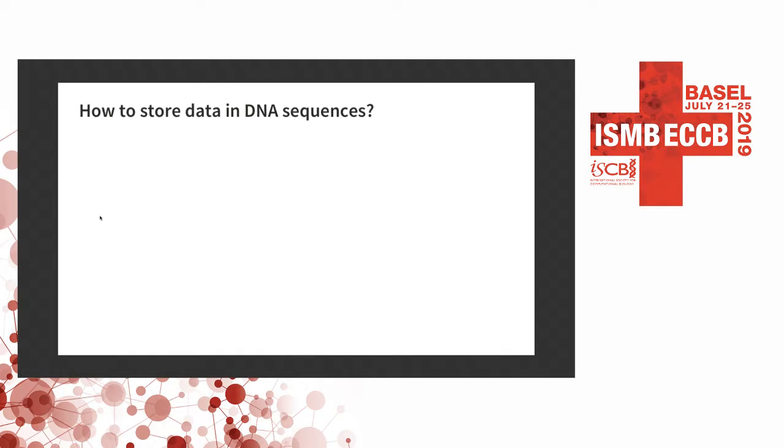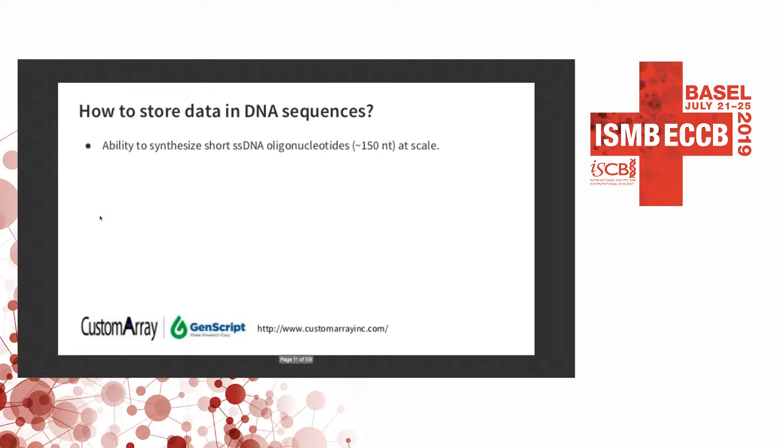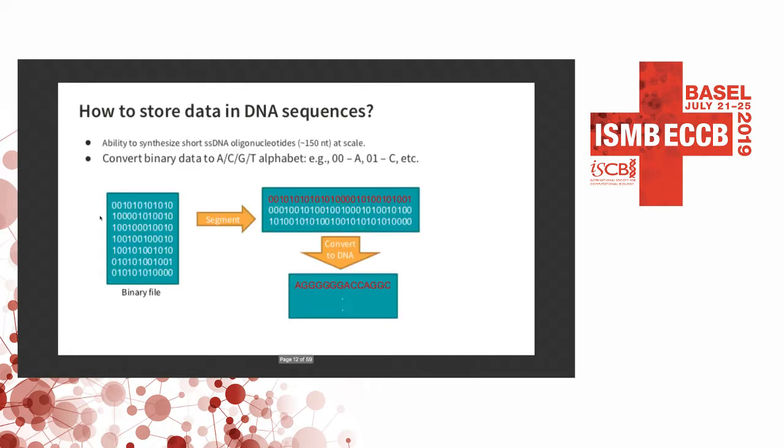So let's talk about how we can store data in DNA. Obviously, nature does it all the time, but let's see how we can store some file in DNA. First of all, right now we have the ability to synthesize short DNA fragments, artificial single-strand DNA, of length around 150 nucleotides. And this can be done at scale. You can synthesize millions of these sequences in parallel.